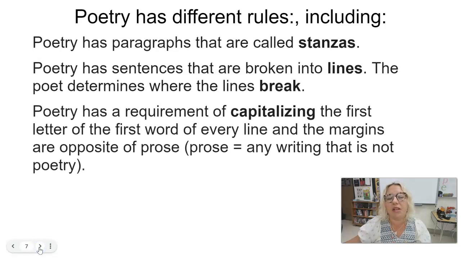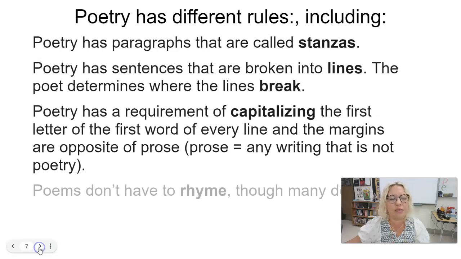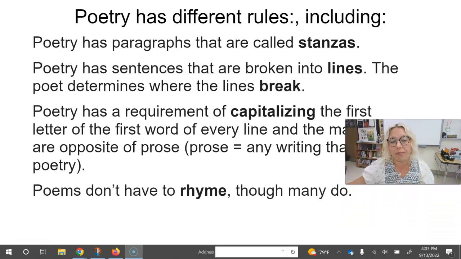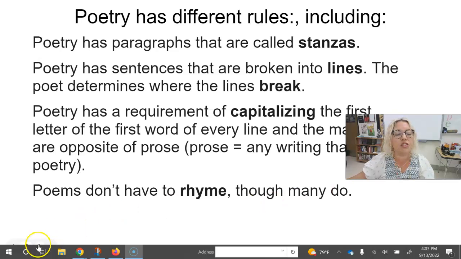Poetry has a requirement of capitalizing the first letter of the first word of every line, and the margins are opposite of prose. Prose is anything that isn't poetry. But this rule is often broken, and even in the samples I just showed you, this rule was broken. And so it's become more of a matter of style than anything else. Poems don't have to rhyme. Did you know that? None of the poems I just shared with you rhyme, but the next poem I want you to listen to in step 2 does rhyme.